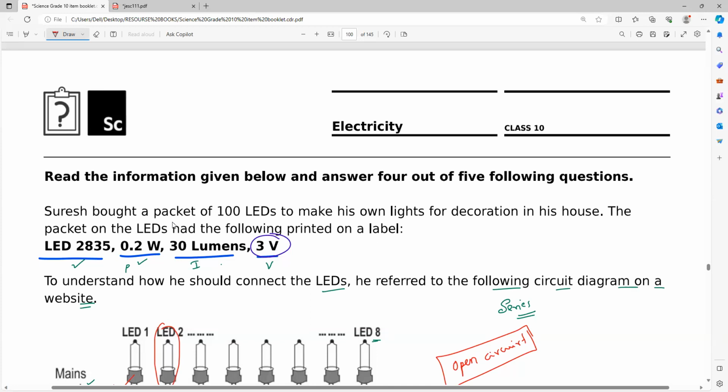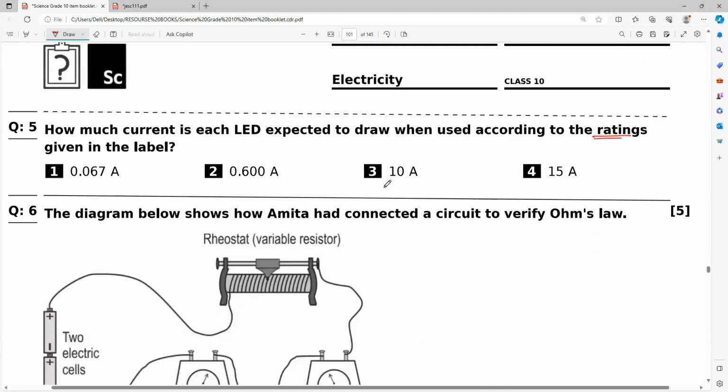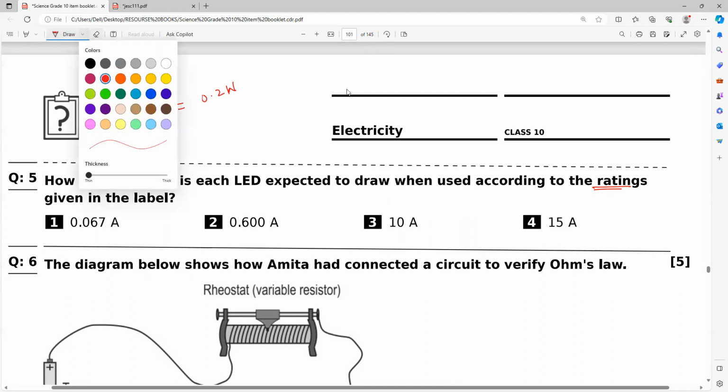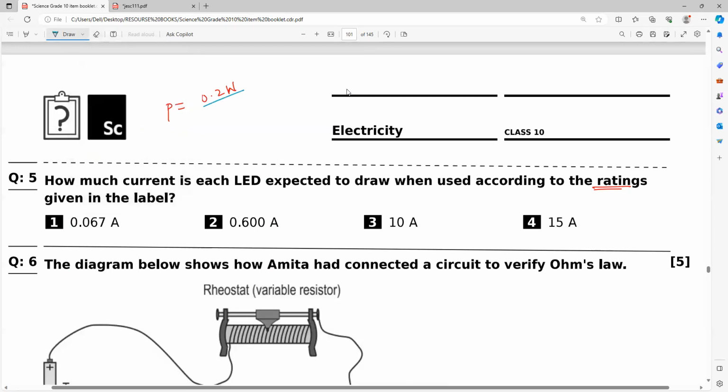Answer, please. Very simple. Hurry. Very simple, but if you look, it's very tough. So what is the power of an individual bulb? By seeing the label, what is the power given? Power is 0.2 watt. Am I right? Voltage is given as 3 volts. Now they are asking for current. So they are asking current.